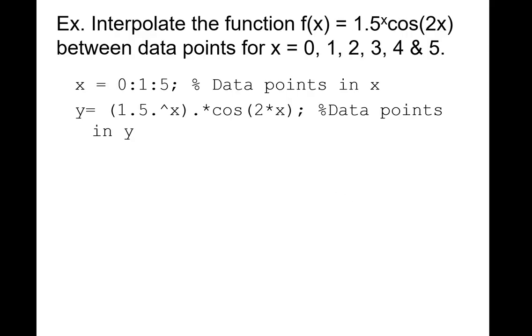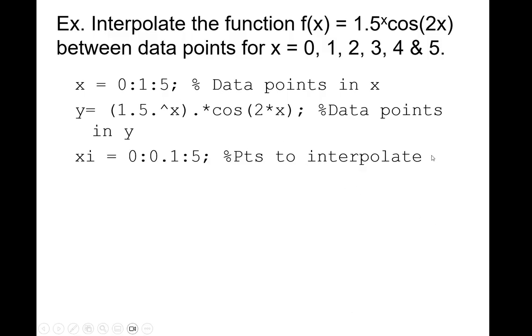We have a function 1.5 to the power of x times cosine of 2x, and we have data for x equals 0 through 5. So this is how we would type it out in Matlab. And if we want to interpolate the entire area, then we simply set the third input, xi, to the same range. And in this case, we decided to use a smaller increment than what x was defined as. That way we get a little bit more granularity, and you'll see a little bit smoother curves in the interpolated plot.